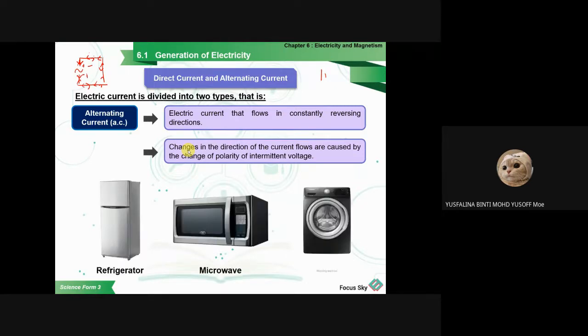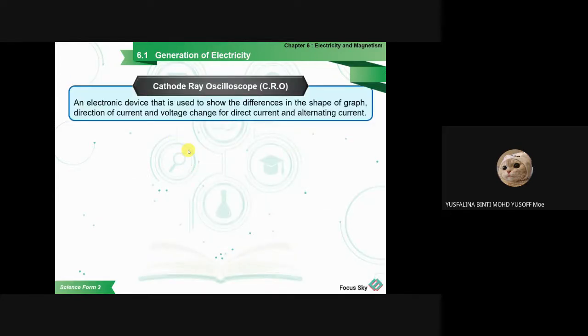Okay, so these are examples of devices that use the alternating current: the refrigerator, the microwave, the washing machine. Then the CRO. So what is actually a CRO? The CRO is an electronic device used to show the difference in the shape of the graph, the direction of current, and also the voltage change for direct current and alternating current. Because the direct current and the alternating current have their own graph; the graphs are not the same. So I will show you a video first about the CRO, then we go further.